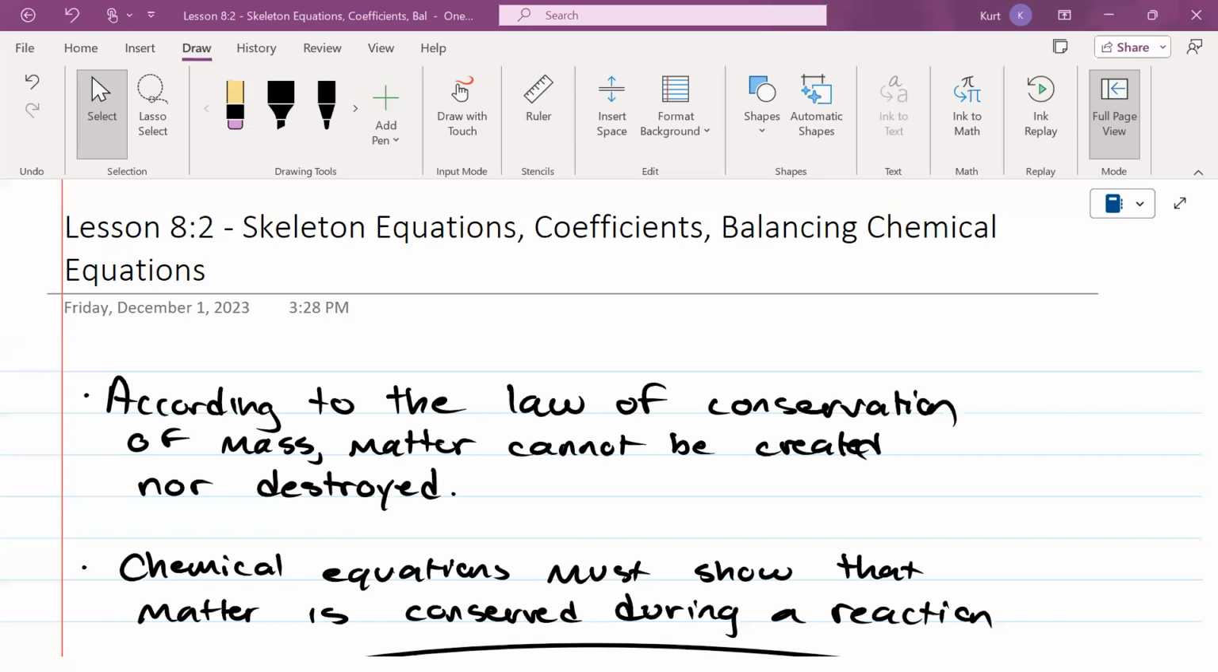Okay, if you're watching this video, my computer just shut off. I was recording it earlier, so I'm just going to really cover what we've done so far. If you need to pause the video and get these notes down, by all means, just pause the video and play it as we go, okay? So this lesson is on skeleton equations, coefficients, and balancing chemical equations.